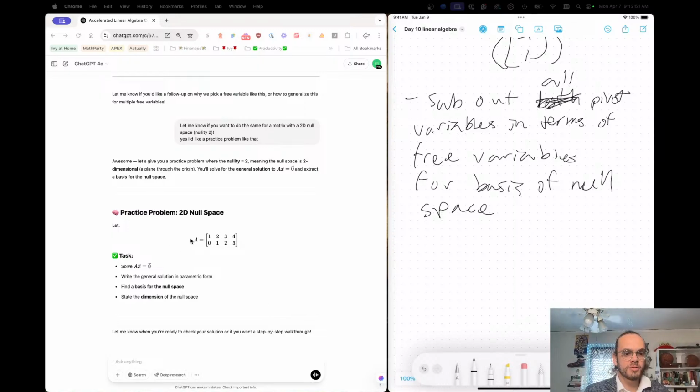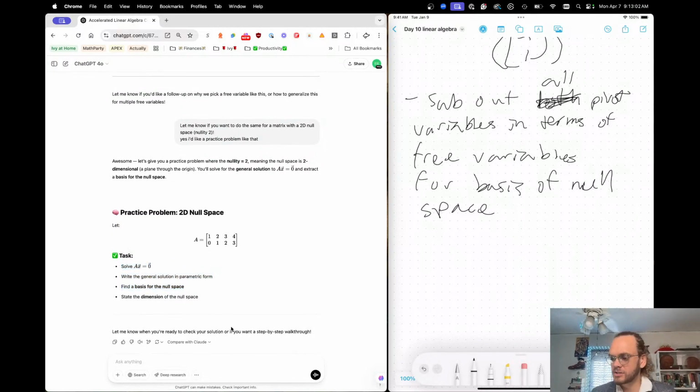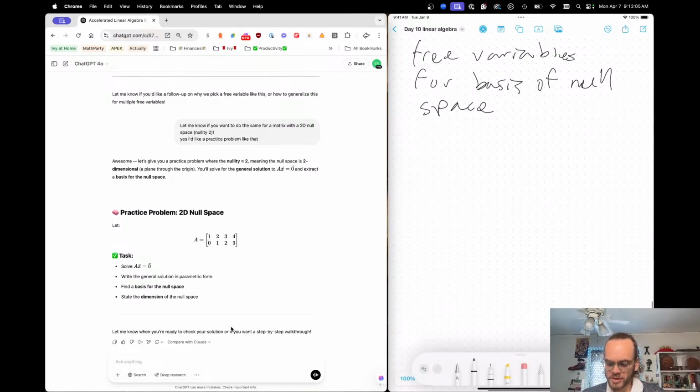So I'm reviewing last time. Here's a 2D null space. It asked me to solve Ax equals 0, write the general solution in parametric form, find a basis for the null space, and take the dimension of the null space. You know what? I should do this to start. This is a good warm-up, I presume.